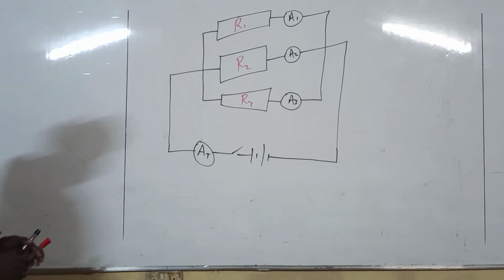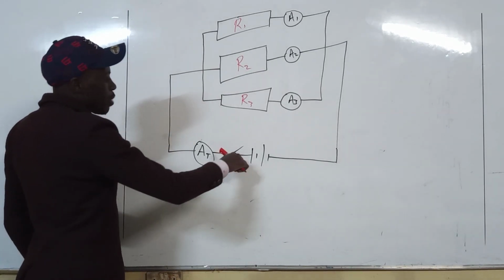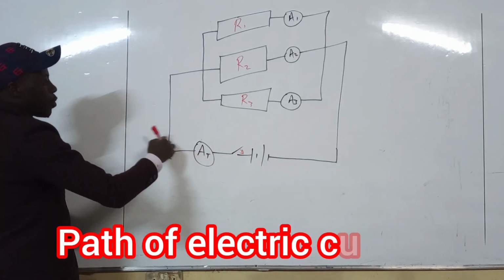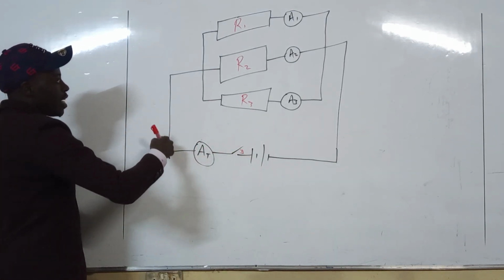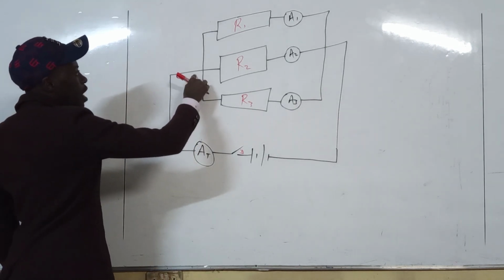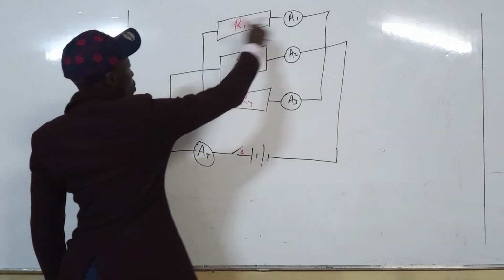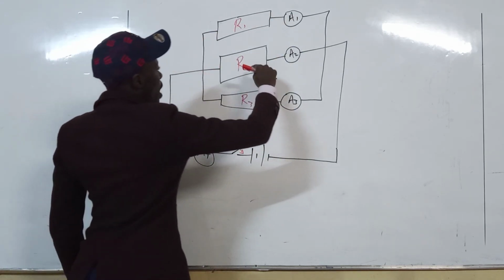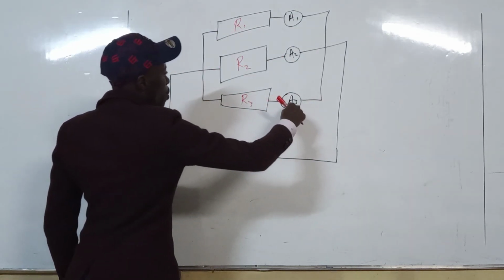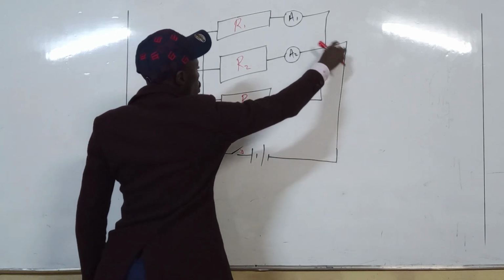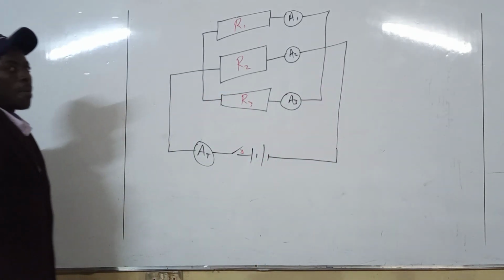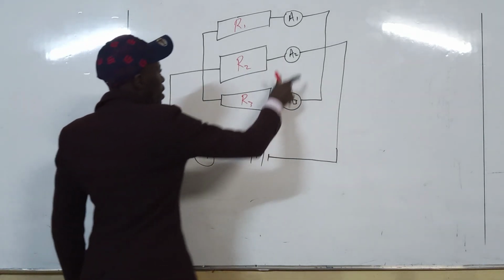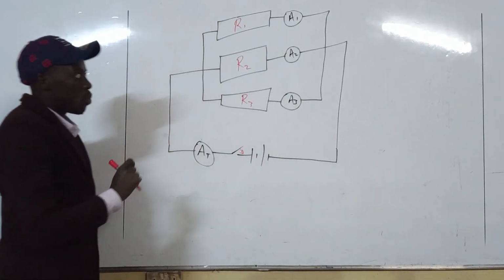So we all know the path of the current when you close the switch here. The path of the current will be through ammeter A0. But at this point now, current subdivides. Some current will pass through R1 and ammeter 1, another through R2 and ammeter 2, another through R3 and ammeter 3. Then it will combine here and come back. So that is the path of the current, and that means current through the three ammeters is not equal.